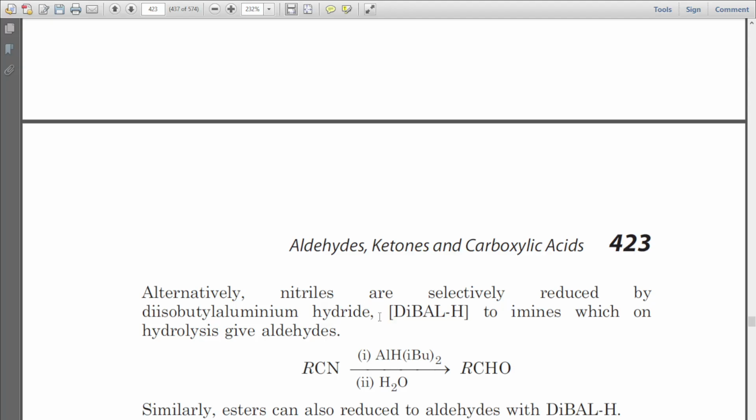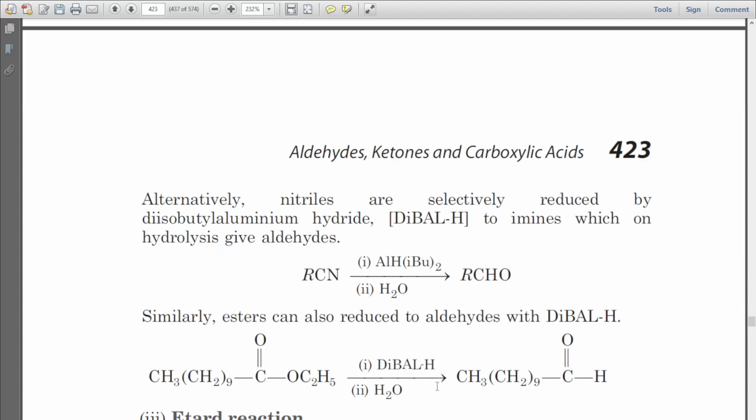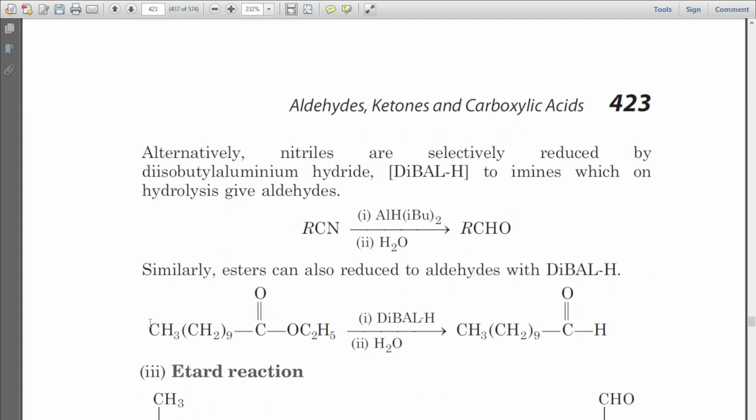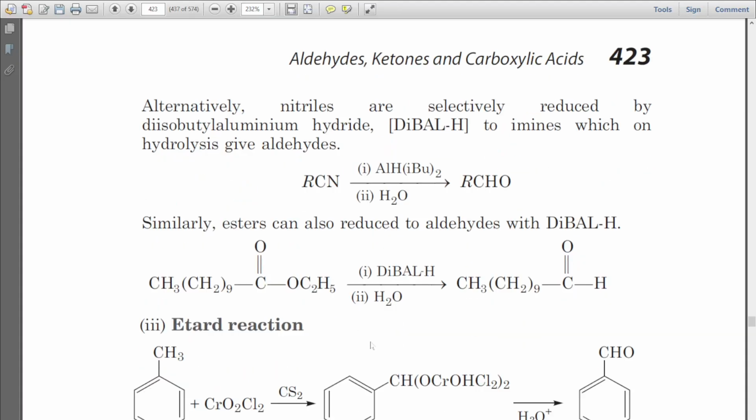Alternatively, if you have nitriles, you can use DIBAL-H also, diisobutyl aluminium hydride. This also provides hydrogen atoms for reduction. Similarly, this is a prominent use of DIBAL-H, a specific case asked in the examination. Wherever you have esters, RCOOR, you can use DIBAL-H to convert them into aldehydes.